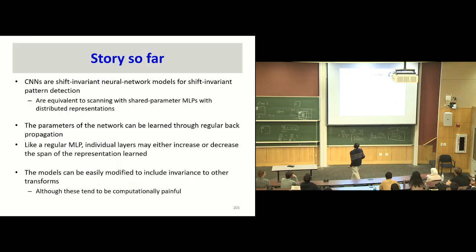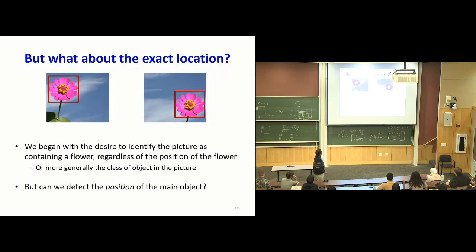But otherwise it's analogous. So CNNs are shift invariant neural networks for shift invariant pattern detection. They are equivalent to scanning with shared parameter MLPs. The parameters can be learned through regular backprop, like a regular MLP. Also, like a regular MLP, individual layers may either increase or decrease the span of the representation learned. And the models can be easily modified to include invariance to other transforms, not just shift invariance, but rotation invariance, rotation and shift invariance, scale invariance, scale and shift invariance, all combinations, right?